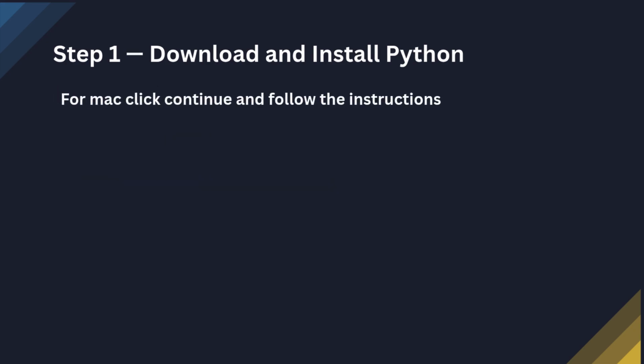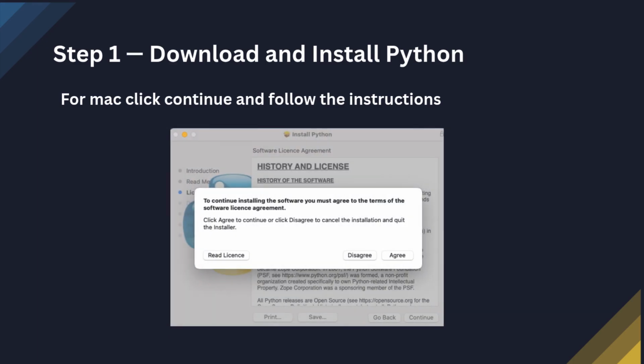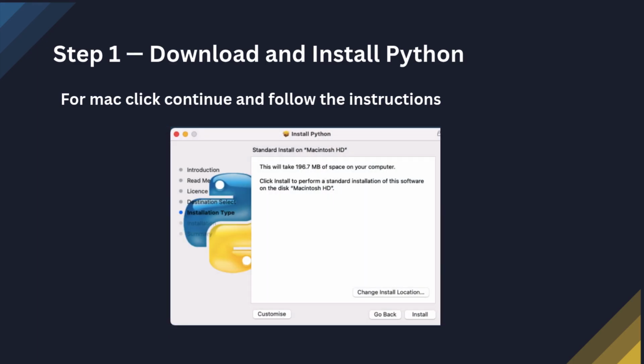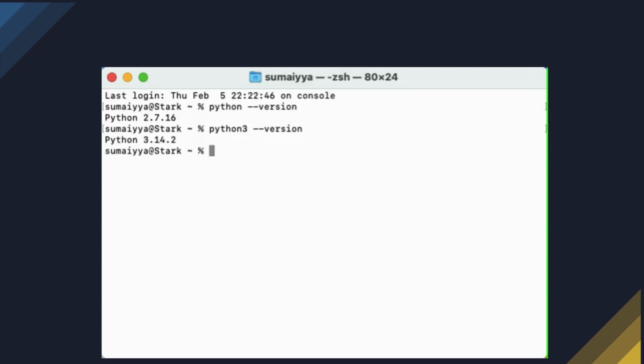For Mac, after running the installer, click Continue and follow the instructions. Agree to the license. Finally, click on Install. To verify the Python installation, open Command Prompt on Windows and Terminal on Mac or Linux. Type python --version or python3 --version. If you see something like Python 3.12.1, Python is installed correctly.